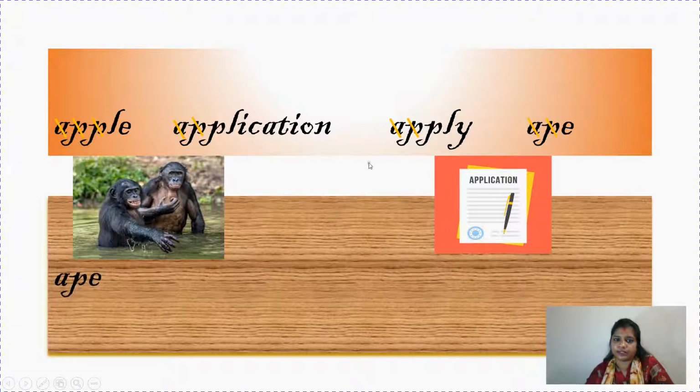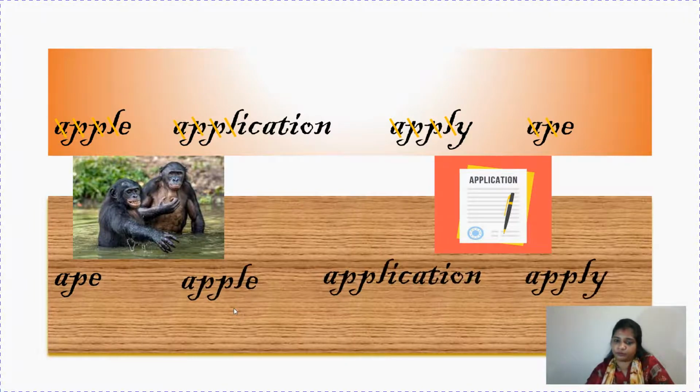Then move to the third letter, again P, P, P. Move to the fourth letter, again L, L, L. Then move to the fifth letter, E, I and Y. So which letter comes first? E comes first, so we will write apple. Then I comes, so application, and then apply comes, so apply.